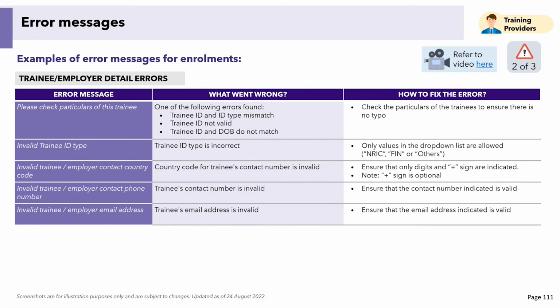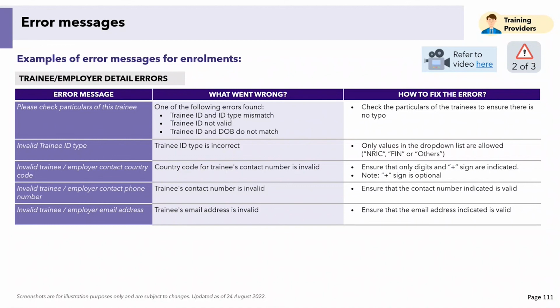Okay, secondly, it could be invalid trainee ID type. This probably means that something else was entered in this field that doesn't fall under NRIC, FIN, or others, as we saw earlier, but maybe something else was typed into the field. In that case, the user can simply rectify it by ensuring that only values in the drop-down list are selected. And the next few error messages here that you will see have to do with valid contact country code, phone number, or email address. For this, just check back with the details to ensure that they are valid, that there's no typo, and what is given is accurate.